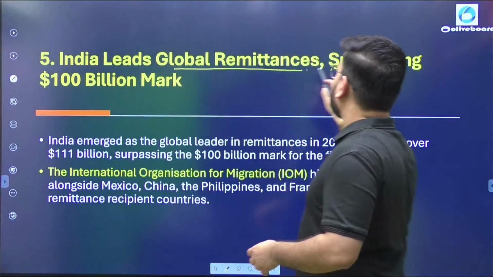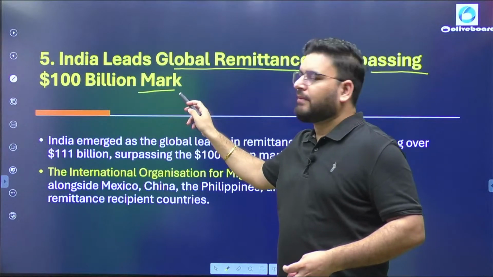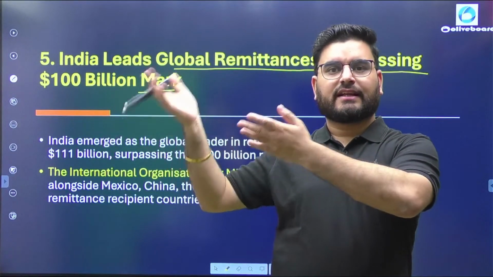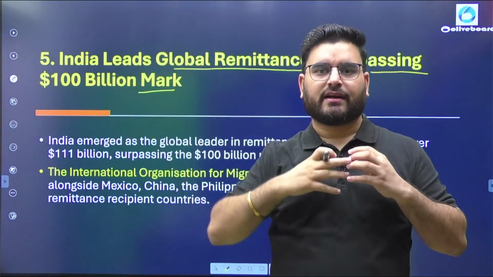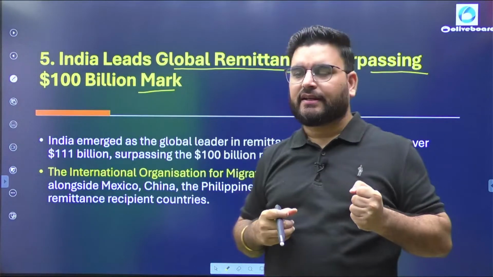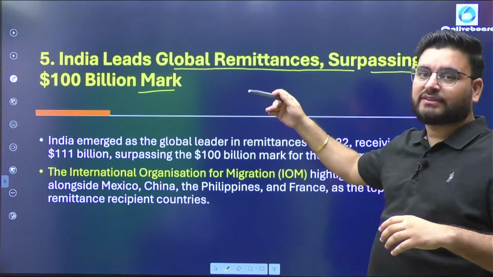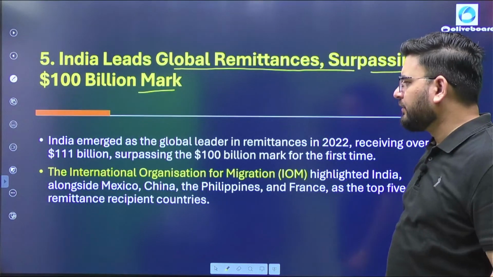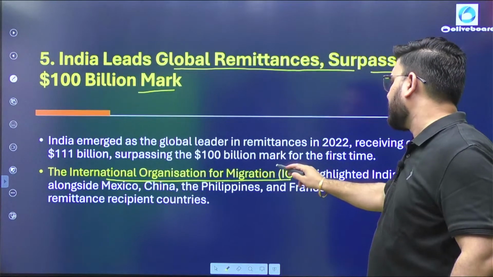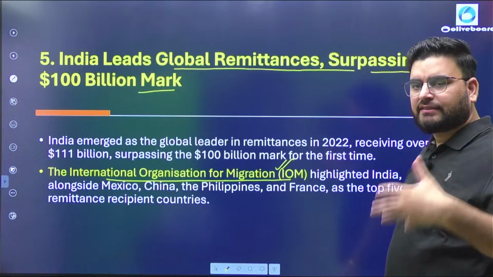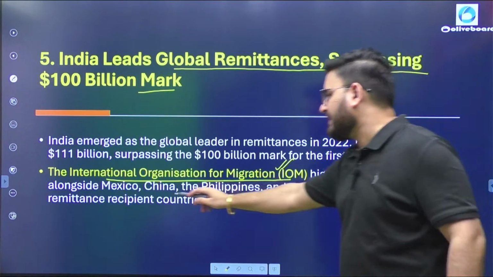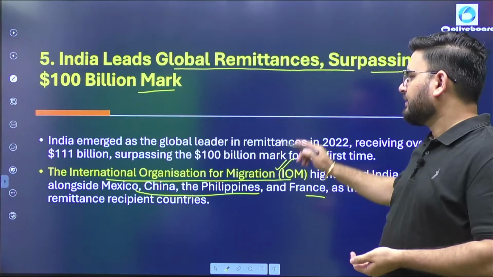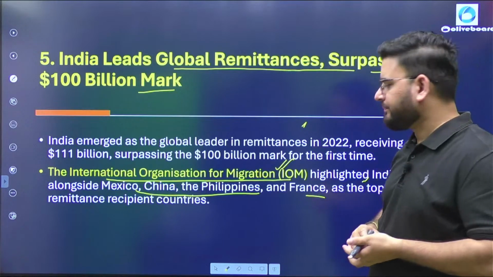Next we have India leads global remittances, surpassing the $100 billion mark. See, remittance is what? Our people go to other countries, they earn there and send the money back to India. This is called remittance. India has topped this list and crossed the $100 billion mark. The International Organization for Migration, IOM, highlighted in this report that India, along with Mexico, China, Philippines, and France, has the top 5 remittances. Just remember, India is at the top as well.